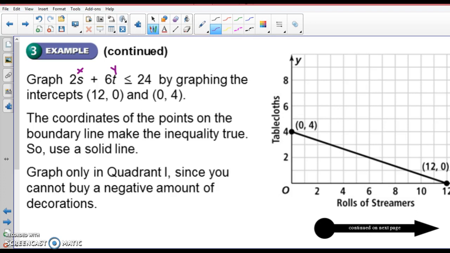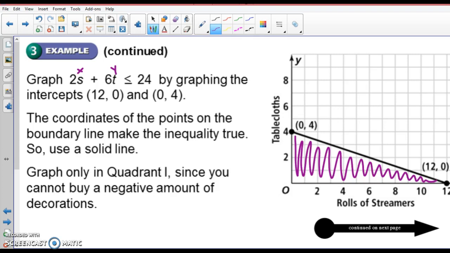Now, where would we shade? Well, let's try 0, 0. Let's just make sure, right? If I put 0, 0 in, is 0 less than 24? Yes. So our shading is right in that triangle. And notice, my shading isn't going all over the place either, because it is a first quadrant only graph.